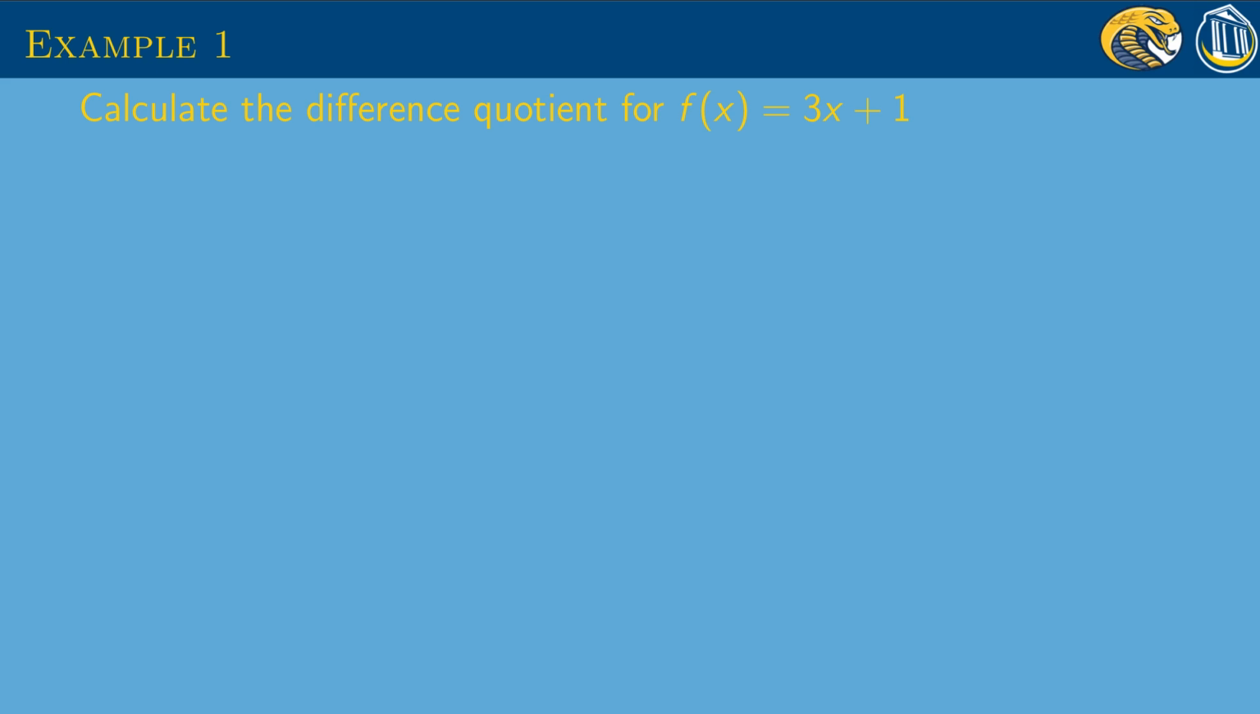Let's take a look at an example of this. Let's remember our formula for the difference quotient. That's f of x plus h minus f of x divided by h. Again, this is going to be a very important formula in Calculus 1, so it's worth learning now. To start, we're going to take our function f of x and evaluate it at the point x plus h. That means anytime we see an x in this formula, we're going to replace it with x plus h. So what this will look like is f of x plus h.